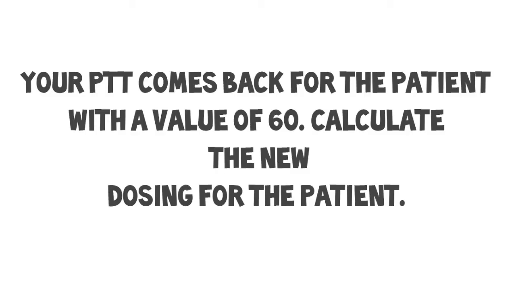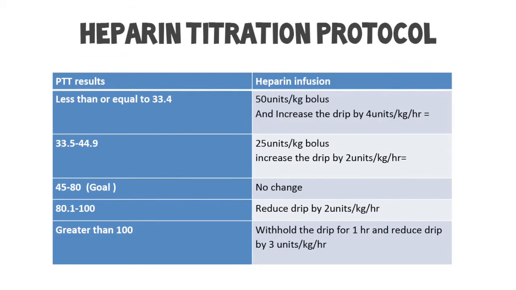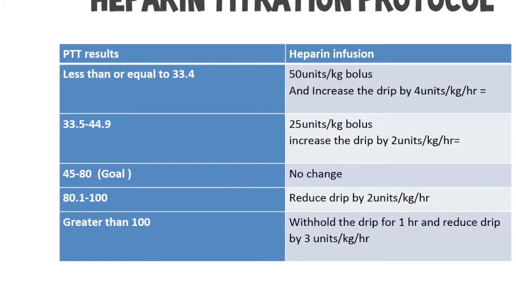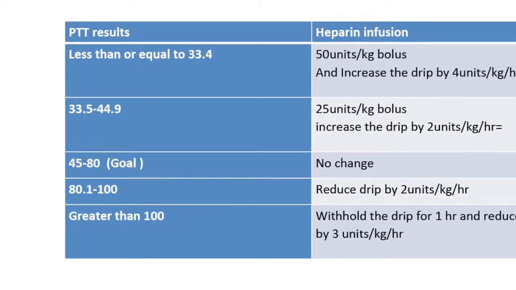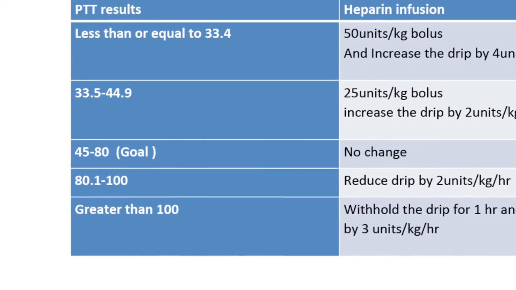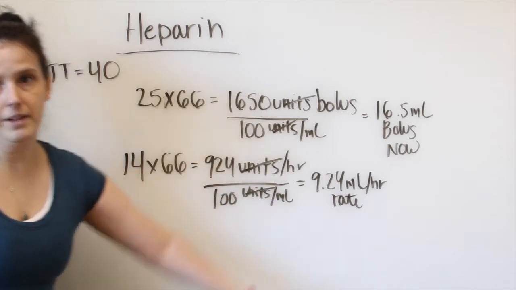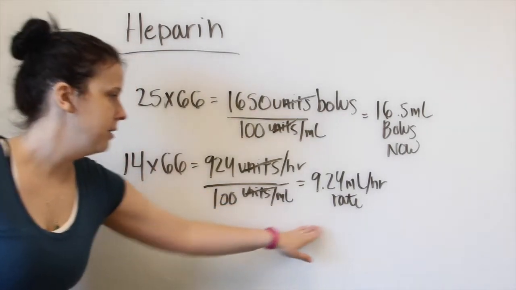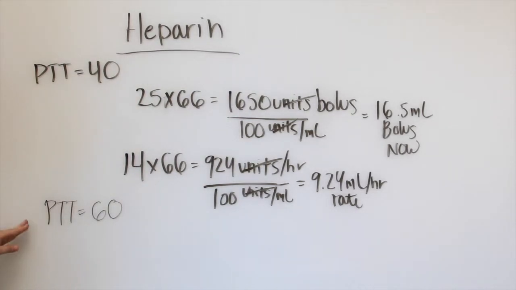So let's say we have another PTT drawn. And now it's 60. So you'll notice on that slide that under 60, under those parameters, it says do nothing. By do nothing, they mean keep this going as the hourly rate. So what you'll do is you'll keep your hourly rate going, and 6 hours later you're going to check another PTT. If it's fine, you're going to check it another 6 hours later, and you're going to continue to do that.